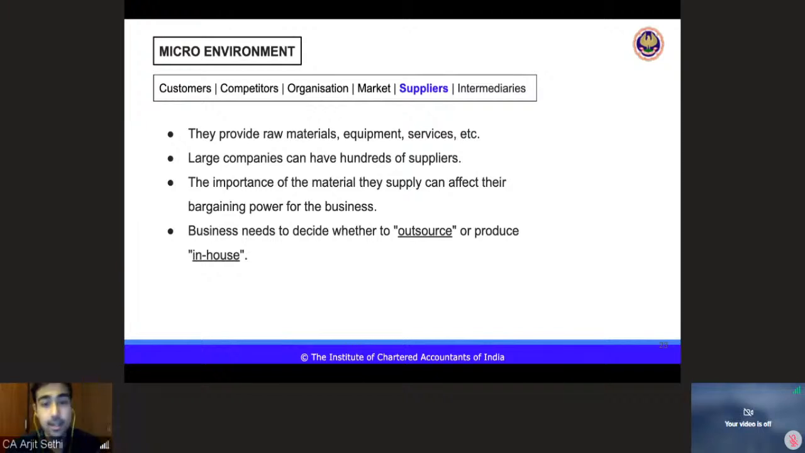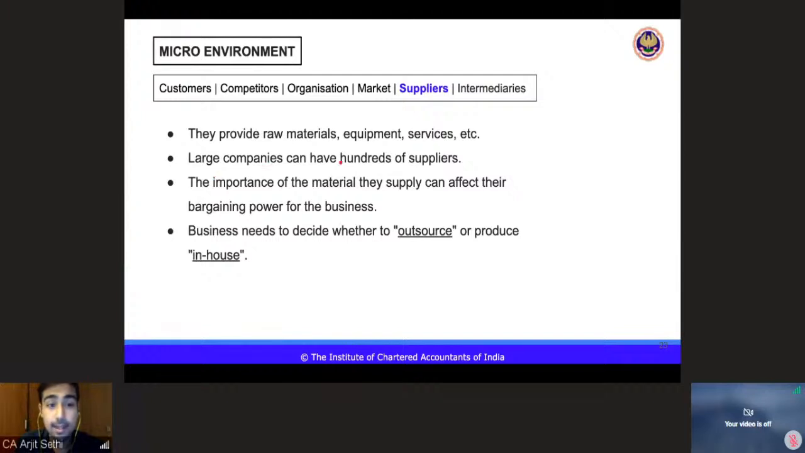Okay. Now let us move on to understanding suppliers, right? Suppliers are also a component of micro environment. What are suppliers? Suppliers are the people, are the different businesses, not just people. I am a business and I am taking raw material, I'm taking services, I'm taking equipments from some other businesses, right? So all those businesses that are providing raw material or equipment or services, they are actually my suppliers, right?